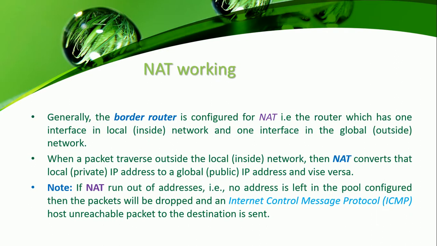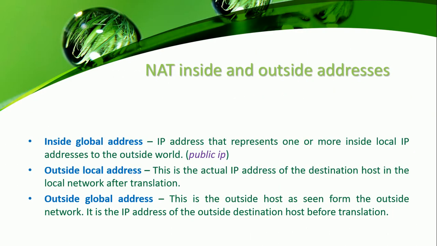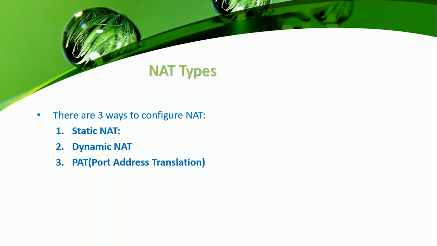Now there is one thing you need to note: if NAT runs out of IP addresses and no address is left in the pool, then the packet is dropped and an ICMP message is sent, so that the sender knows his packet has not been delivered.